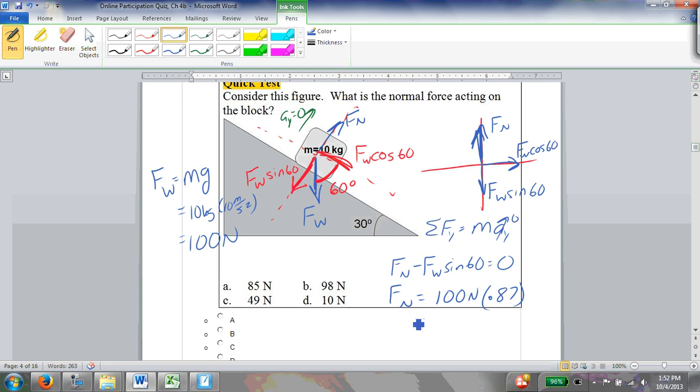Which gives me, let's see, if I use 9.8 here, it would be 98 newtons. Sorry, I'm going to use 9.8 here, and that gives me 85 newtons. All right. If you use 10, you get 87, but then you would know it would be that number. It's the closest one. All right.